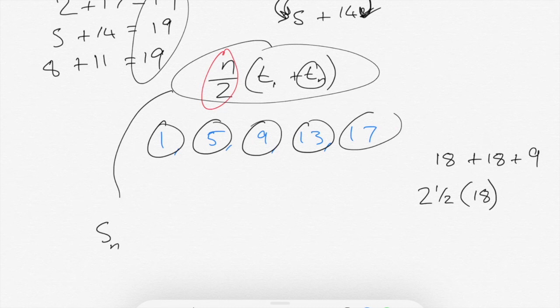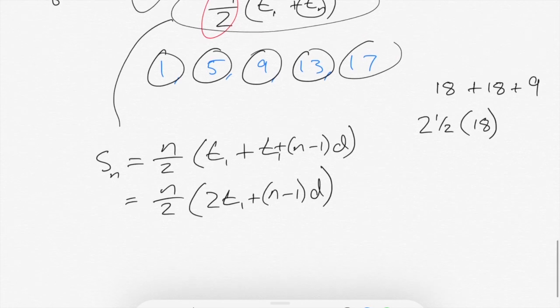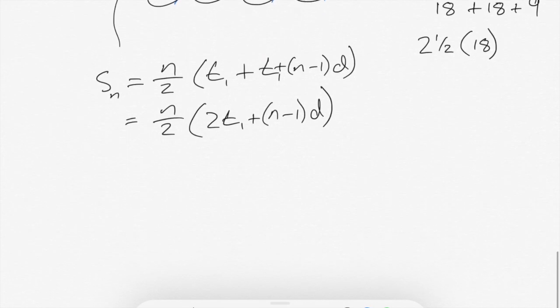The sum of an arithmetic progression to n terms is equal to n over 2 lots of T1 plus the formula for Tn, which is T1 plus n minus 1 lots of d, and that's equal to n over 2 lots of 2 times the first term, 2T1, plus n minus 1 lots of d. That's our formula that we're going to use quite a lot to add a number of terms. Let me give you an example of that.